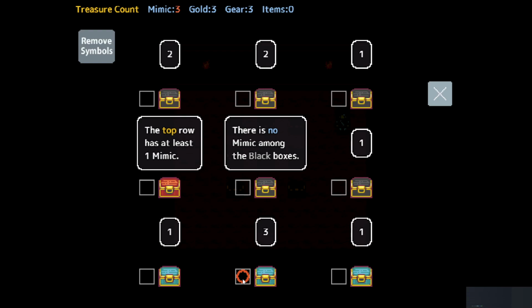Okay, wait. Assuming that's true. That's true. No. If the middle one is true, it can't be true. Why can't it be true? If there's no mimic among the blacks, then how can the top right have a number? Oh, yeah, fair point. So that's false. Top row has at least one mimic. If that is false, that could be like that. Means the one down is true. Mm-hmm. Which means the two down are true. Yeah.